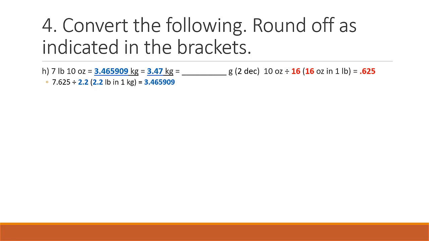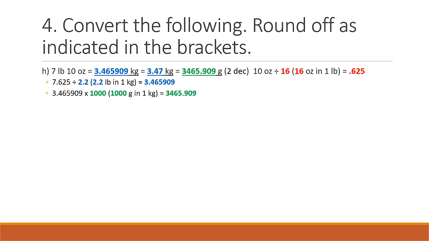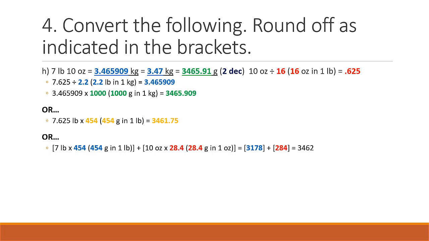Now we have to take that same 7 pounds, 10 ounces, or 7.625 pounds, and convert that to grams. Here's one way of doing it. We take the unrounded amount of kilograms and multiply it by the amount of grams in a kilogram, which in this case is 1,000, and we get 3,465.909.